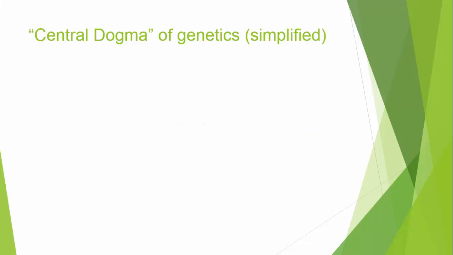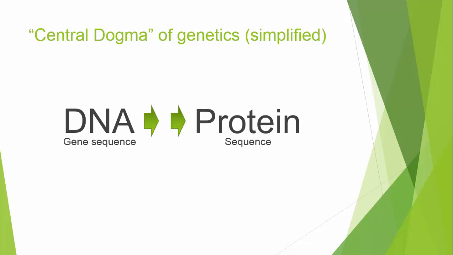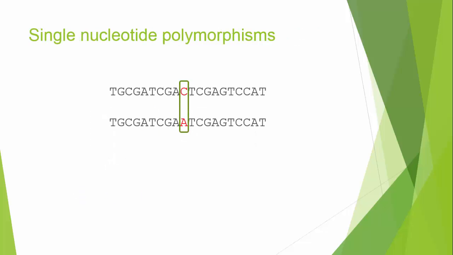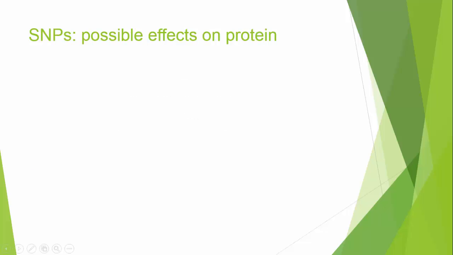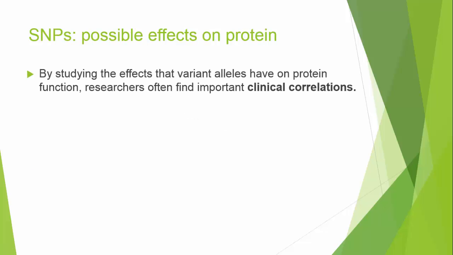In the last video series, the one on basic genetics, we talked about the fact that protein is derived from DNA, and specifically the sequence of DNA has a big impact on the sequence of protein. That sequence of DNA we called genotype. We also mentioned single nucleotide polymorphisms. These are little DNA variants that can have a big impact on protein sequence and therefore on the function of protein. I also suggested how researchers can often find very important clinical correlations between a particular DNA sequence and protein function.